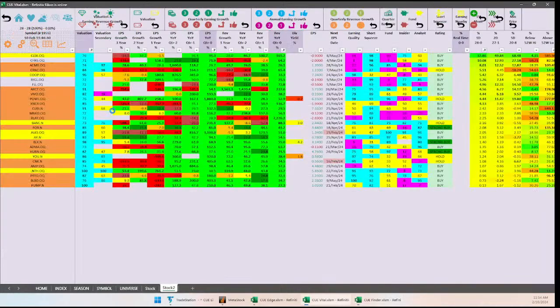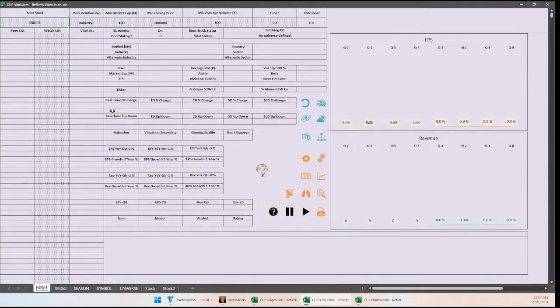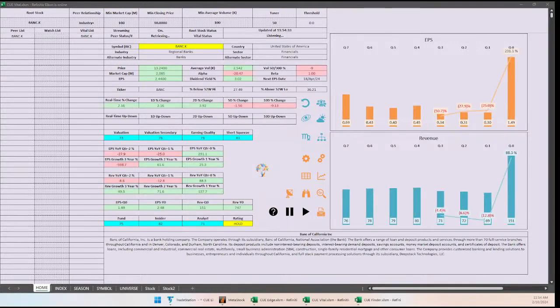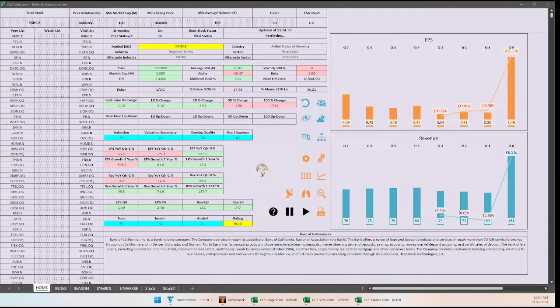Bank of California, let's generate a single stock scorecard first to see how the peers are doing. Difference between New York and California, isn't it? Banks in New York had some trouble, but this is a Californian bank. It's not, of course, to generalize between New York and California. Very strong stock.